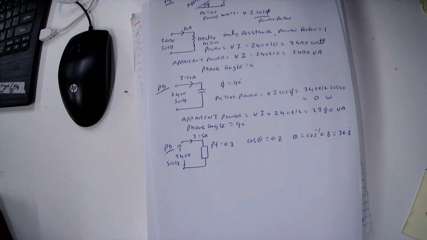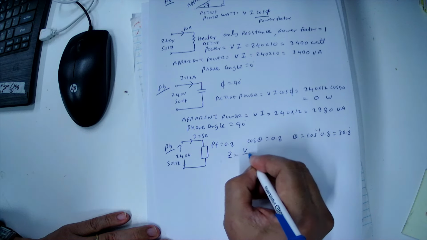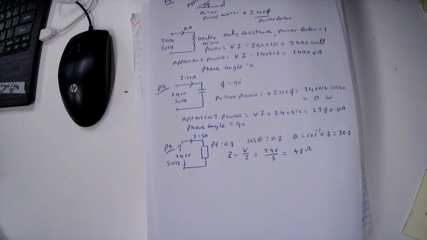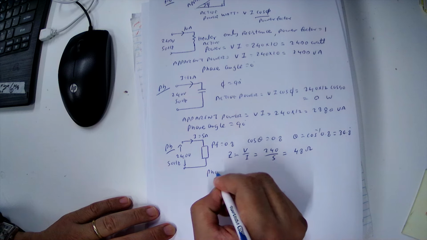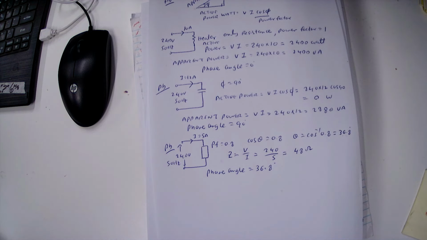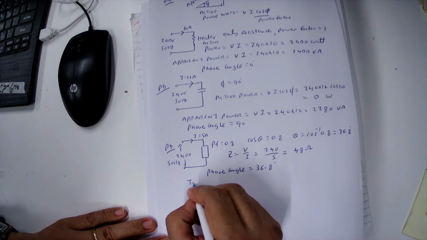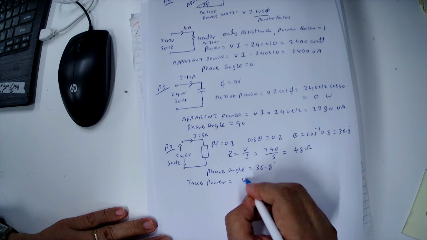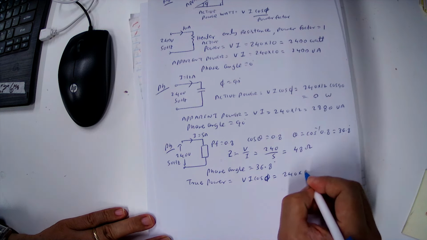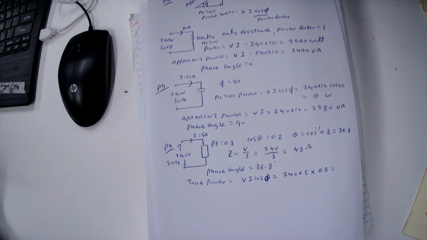Then we need to find out the circuit impedance Z. Impedance is voltage by current. Voltage is 240, current is 5, so this will be 48 ohm. Impedance Z is 48 ohm. The phase angle we already calculated is 36.8 degrees. Now the true power: we can calculate VI cos theta. The voltage is 240, current is 5, cos theta is 0.8. Therefore, we get 960 watt. So the true power is 960 watt.